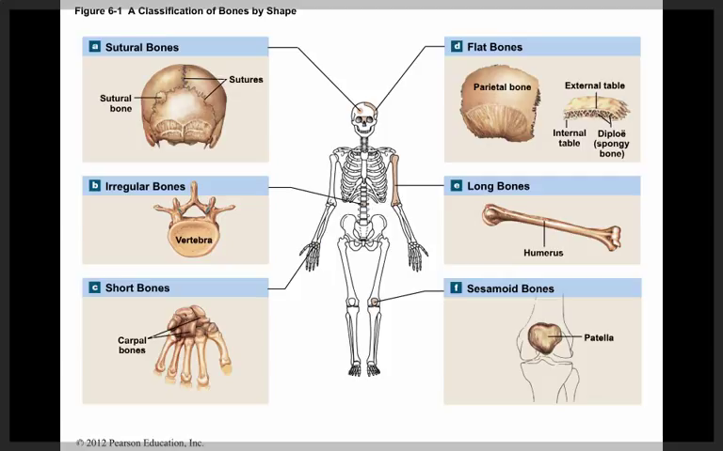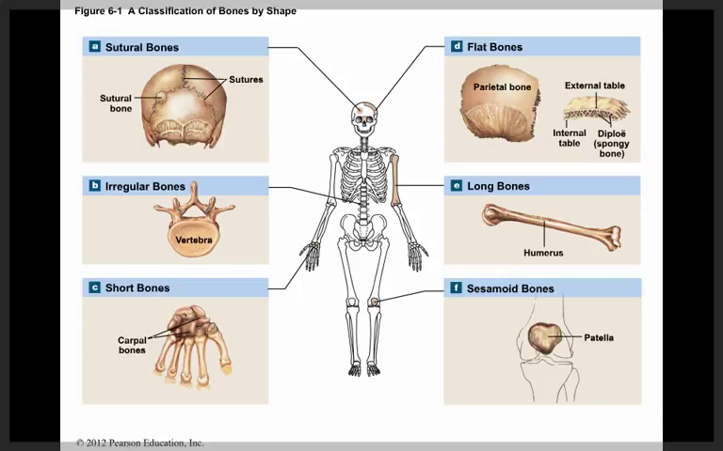We classify bones according to their shapes. Here we see several different bone shapes: sutural bones, irregular bones, short bones, flat bones, long bones, and sesamoid bones, and we'll discuss each one of these. First, long bones. Long bones are longer than they are wide. Some examples of long bones are the femur, which is in the upper thigh, and the humerus, which is in the upper arm.